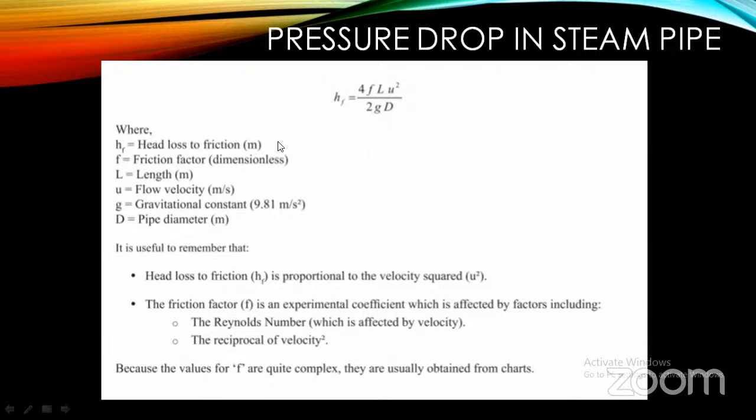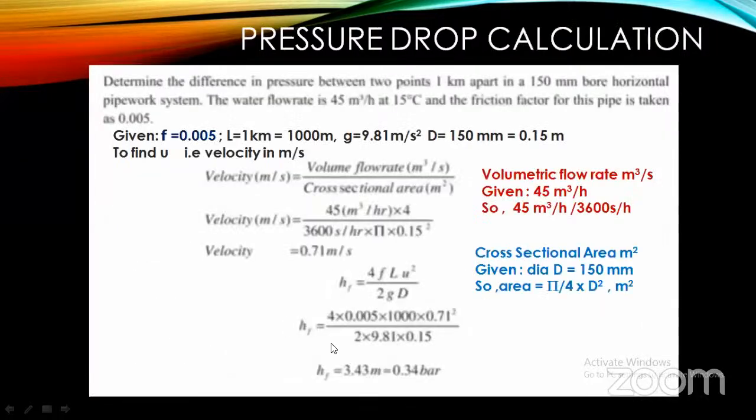So this head loss is proportional to the velocity square. And the friction factor is an experimental coefficient, so it is affected by many factors, but the main one is the Reynolds number and the reciprocal of the velocity. Based on that, we have discussed a problem. Hope we do remember this. In the last class, we worked out this problem. This type of problem is asked in the question paper also.